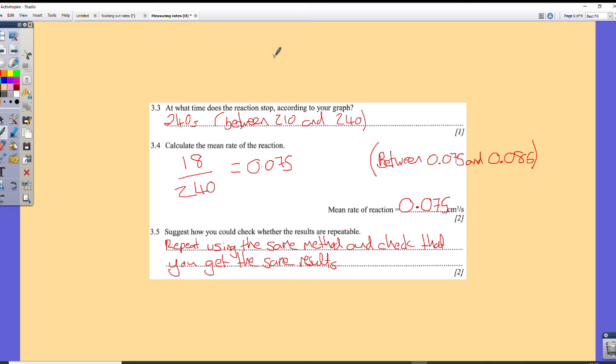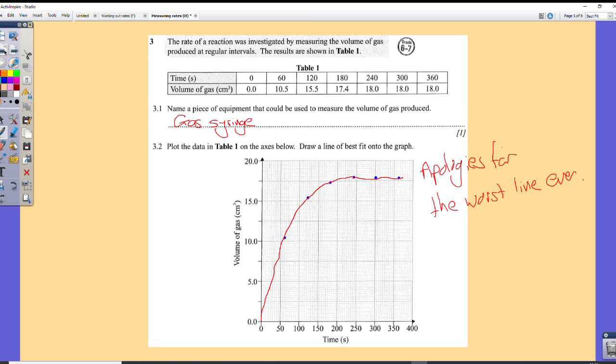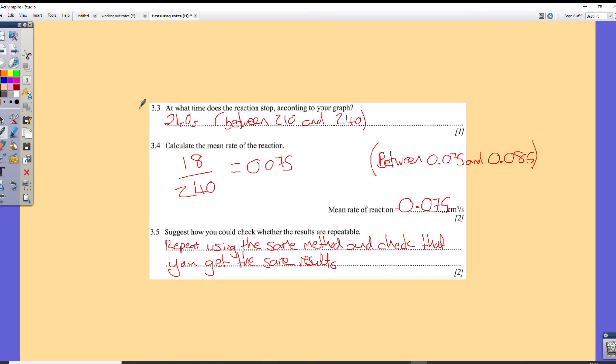So now, referring back to the graph on the previous page, at what time does the reaction stop according to your graph? I put 240 seconds, but it can be anywhere between 210 and 240 if you've drawn it neatly. Remember that this was far from neat. Calculate the mean rate of reaction, so it is the amount of product divided by the time taken. So I get that as 0.075, and the mark scheme would allow anything between 0.075 and 0.086, so just check you got in between those answers.